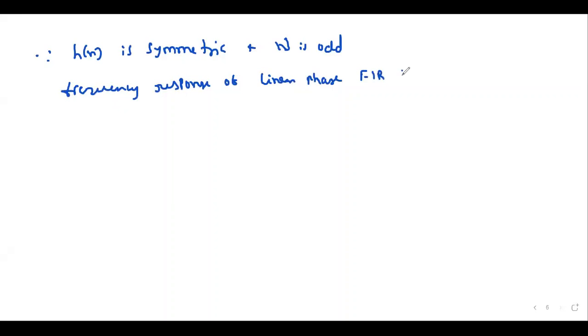FIR filter. Now the given filter is a band pass filter. For the FIR band pass filter, what is the frequency response? H cap of e power j omega is equal to... what is the formula? What is the expression?